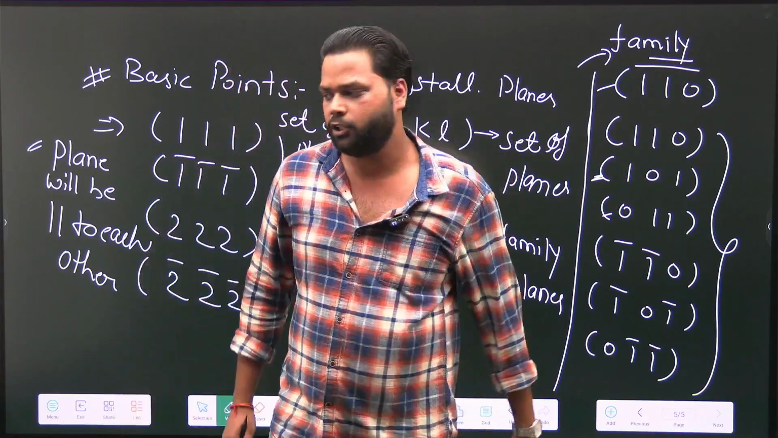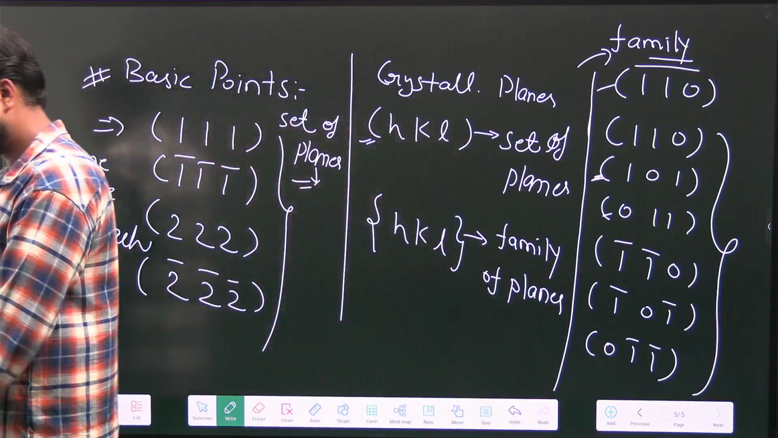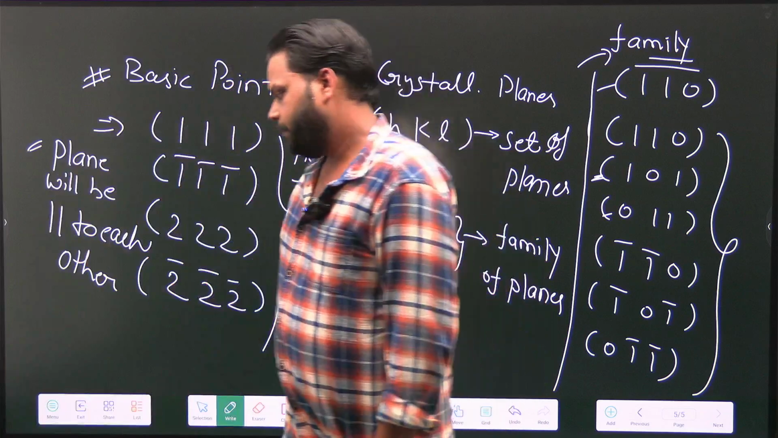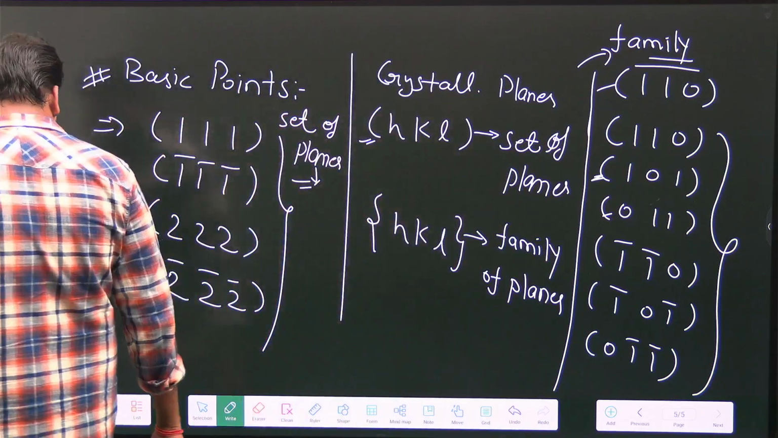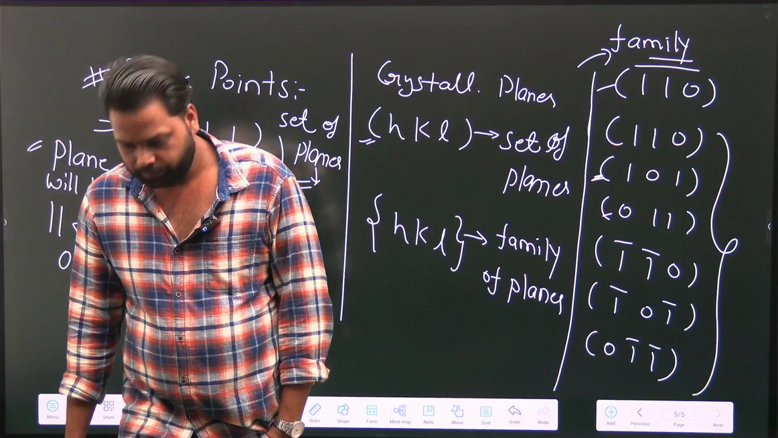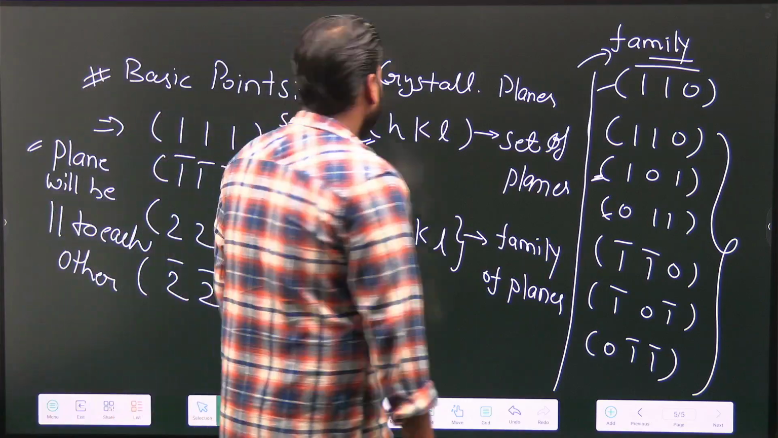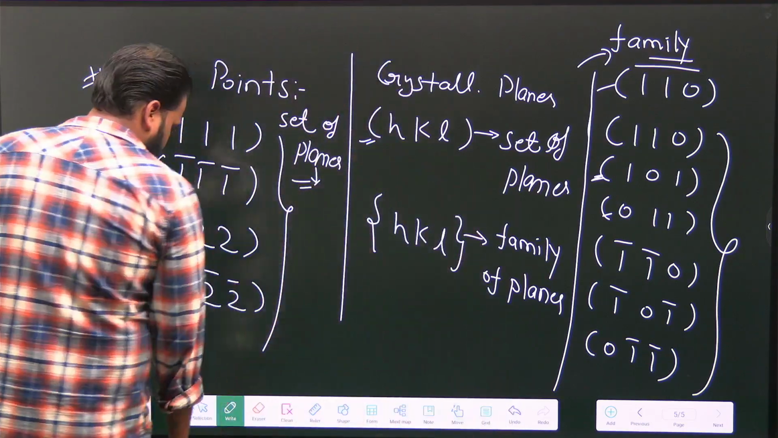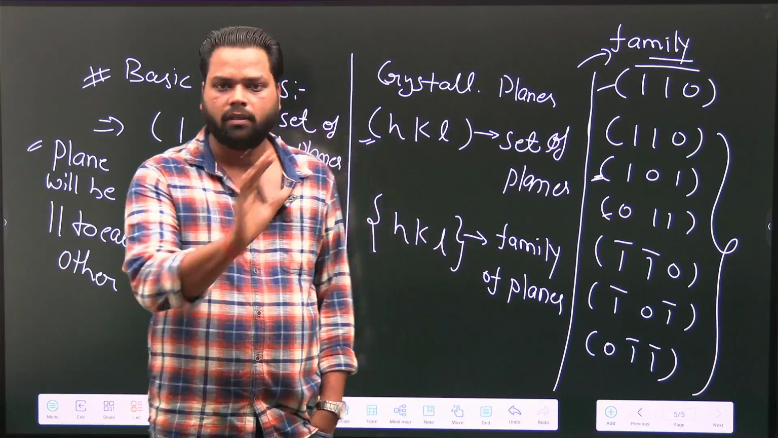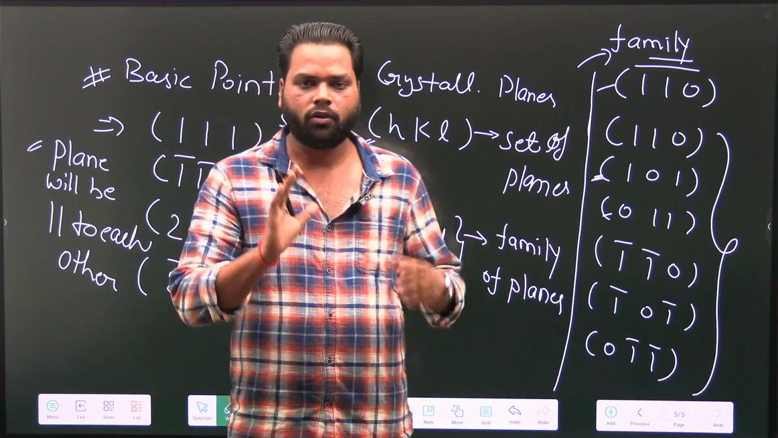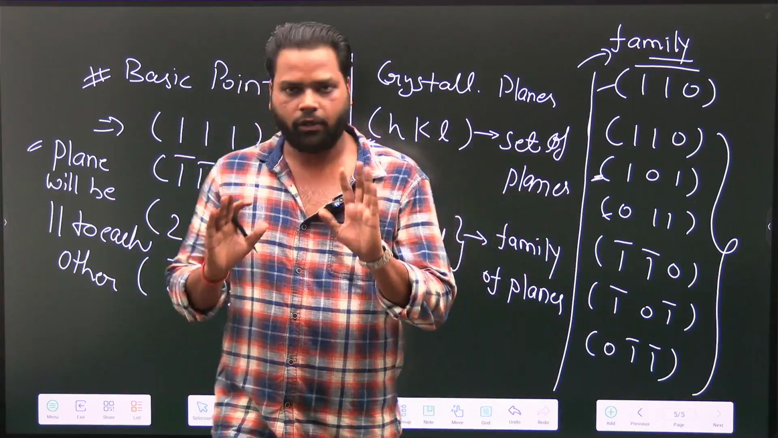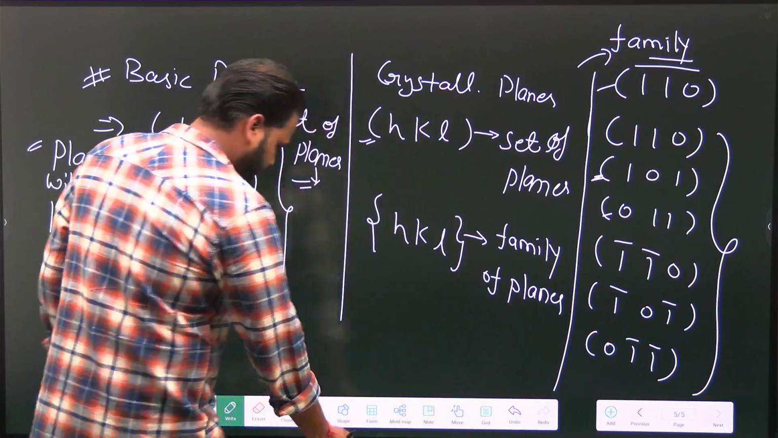Clear? Any doubts? Anyone? Yes? I am saying, okay, I am writing down here. Did everyone understand? The concept of set of planes and family of planes, also the notation? Okay, now I am writing down, just note down these things.